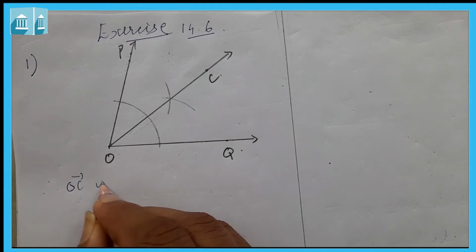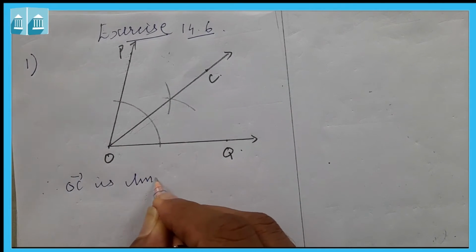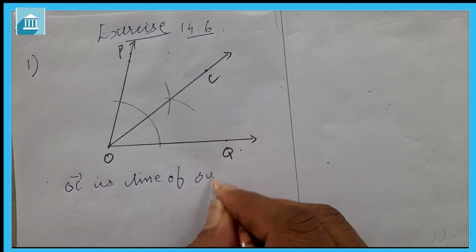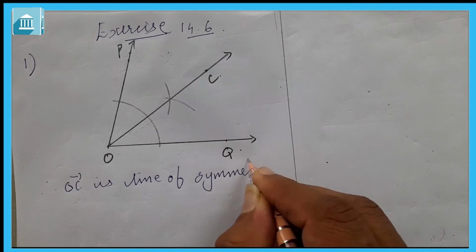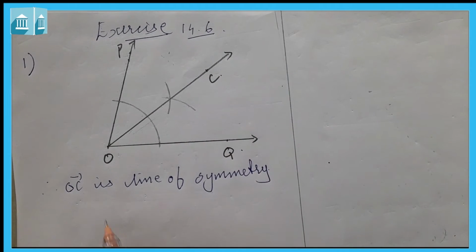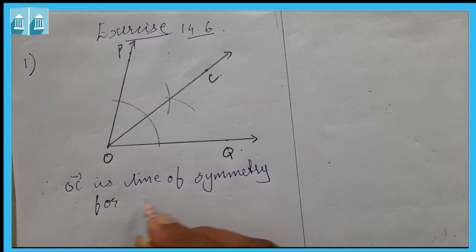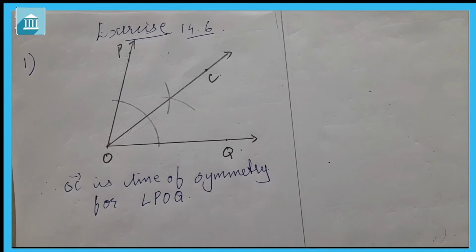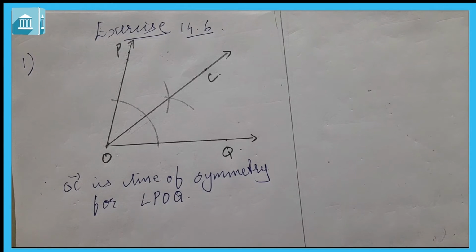So we can say that ray OC is line of symmetry for angle POQ. So in this way we can draw line of symmetry for angle POQ. Then in question number 2, 3 and 4 it is same as we had done here. We just have to divide it, or we have to just find out its bisector.